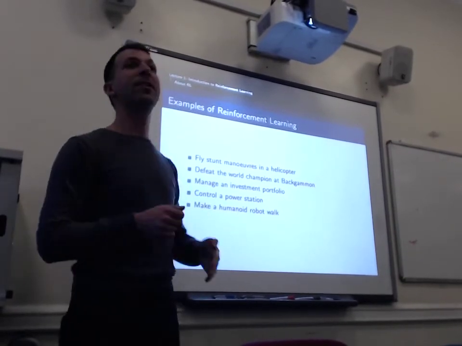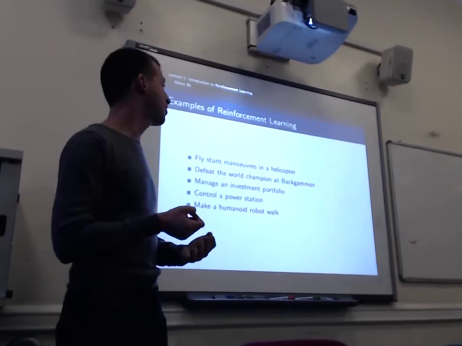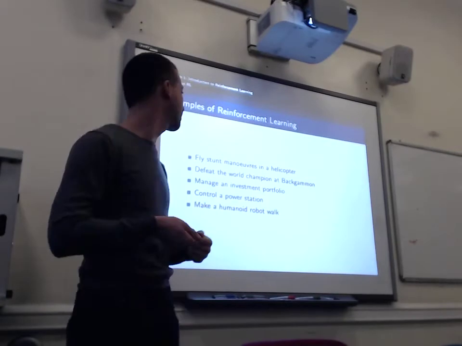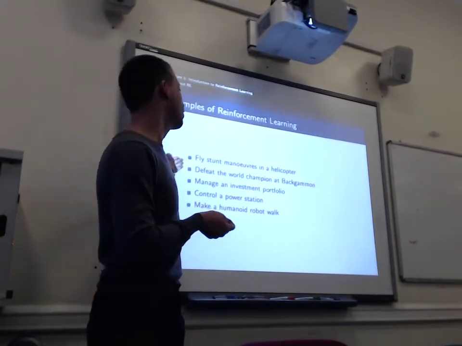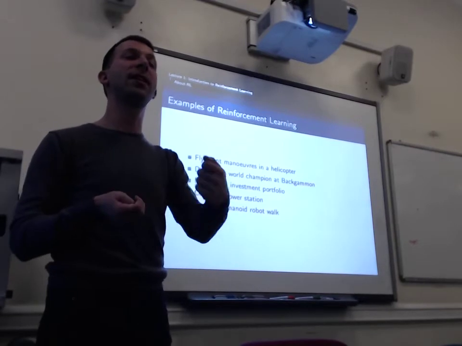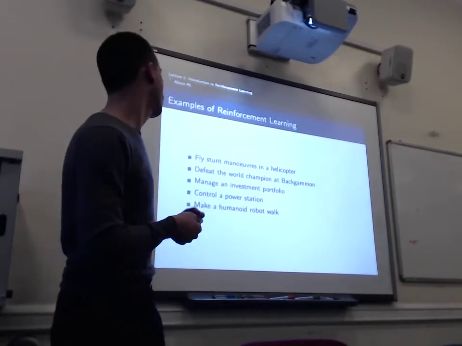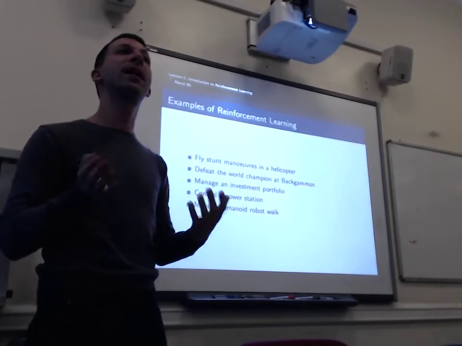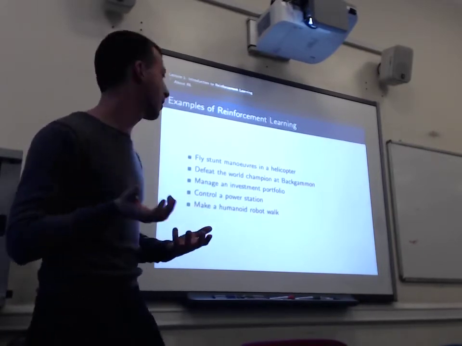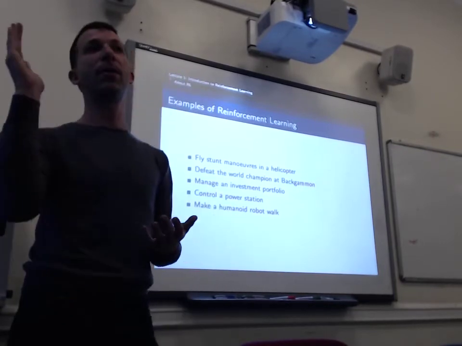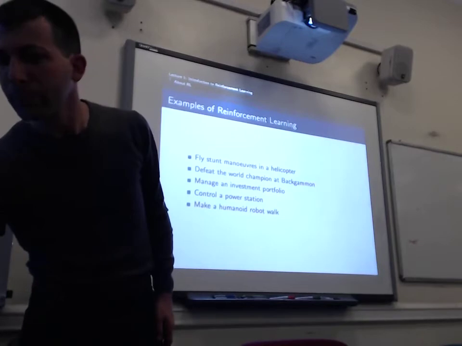Or winning at backgammon, you get a win or loss at the end of the game, and you just want to learn how to take actions such that at the end of the game of backgammon, you win as many games as possible. Managing a portfolio, you want to take the sequence of trading decisions such that at the end of your trading decisions, you get the maximum profit. Controlling the power station, you want to set all the different controls on the power station so that you maximize the throughput of power production in that power station. Or making a robot walk, the idea there might be to stay upright and make progress along the ground.